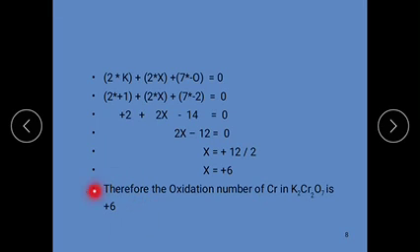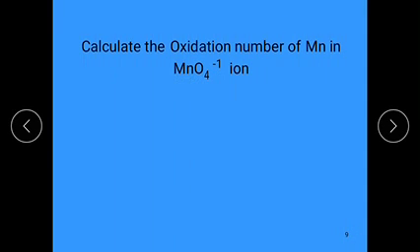Here also, the chromium oxidation number does not exceed its group number. Now, in the case of ions. Just now we discussed molecules. Now we discuss the oxidation number of manganese in the MnO4 minus ion. In the case of ions, the sum of the oxidation numbers of the atoms in the ion is equal to its charge, that is -1 here.